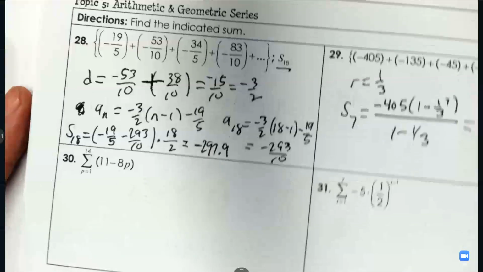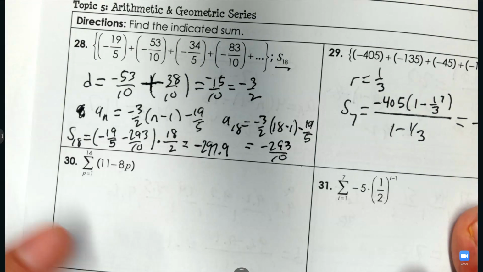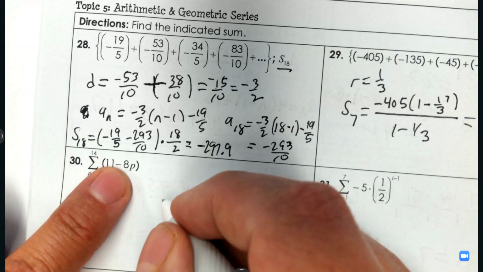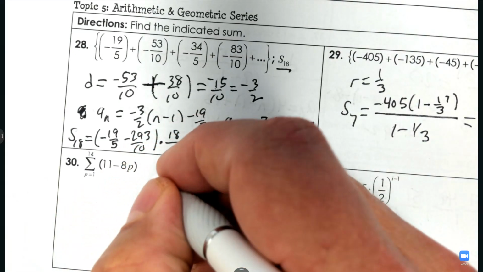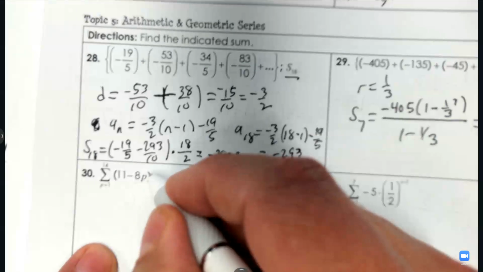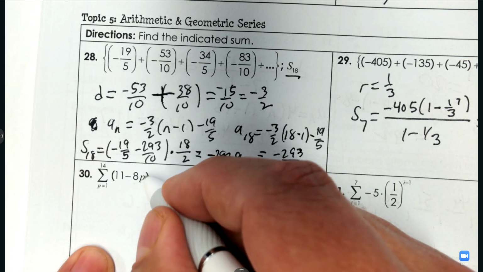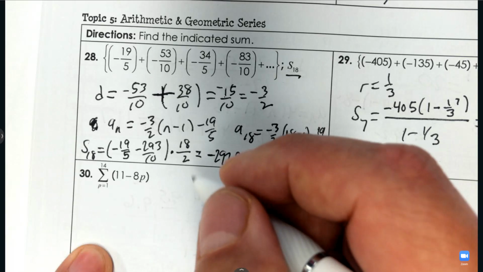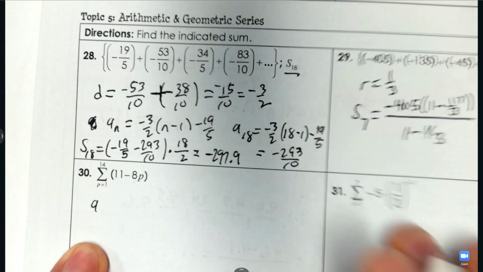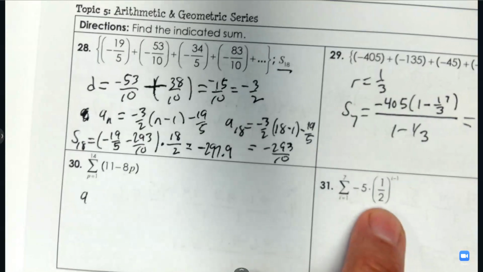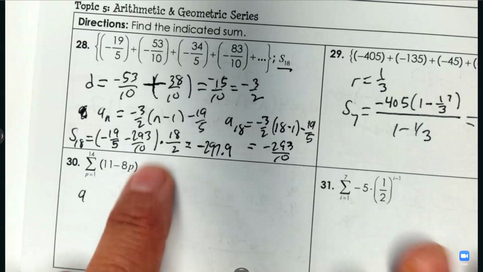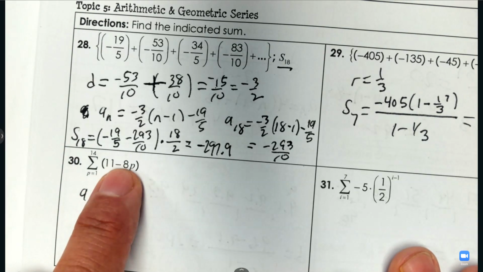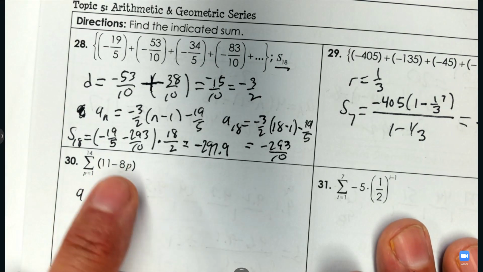Okay, number 30. I need to recognize in number 30 that 11 subtract 8p is linear. That means the exponent on the letter is 1, and it's a linear pattern, which means it's arithmetic. The other one would be if it's exponential and the variable's in the exponent. Those are your options. So is it exponential or linear? It's not exponential, it's linear.